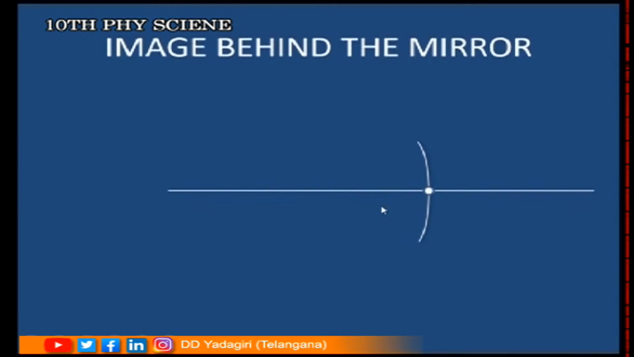The pole, focus, center of curvature, object. A ray parallel to the principal axis is reflected from the focus of the mirror. We are imagining a ray from the center of curvature. It will retrace its path.